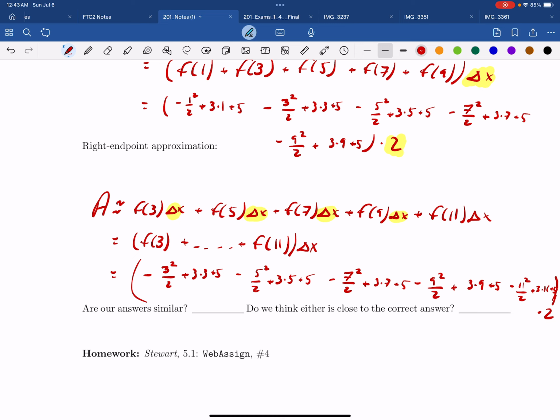Our answers are similar, I'll say, no, because this is a big term that does not appear in the other one. Do we think either is close to the correct answer? It turns out the answer is no, and we'll worry about that next time. But for right now, that's how you approximate.